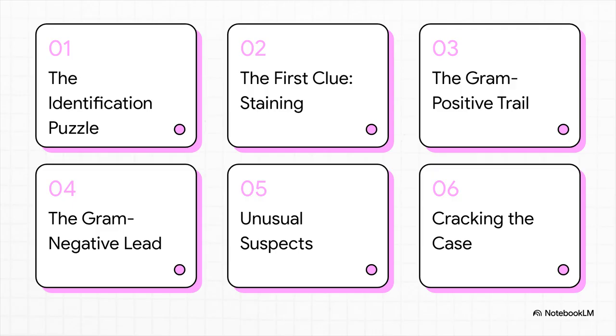So here's our game plan. We're going to start by splitting up the suspects, and then we'll follow two completely different trails of evidence, the gram-positive and the gram-negative leads. We'll even check out some of the more unusual suspects that try to fly under the radar. And then finally, we'll see how all the clues come together to crack the case.